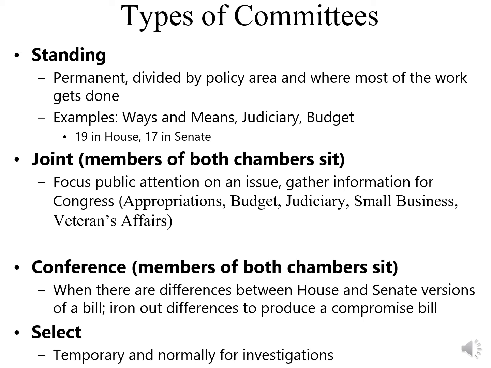Select committees are temporary. They don't stick around forever. Normally, they really just exist for investigations. The Watergate Select Committee is a good one. The Impeachment Committee for President Trump is an example of a select committee.